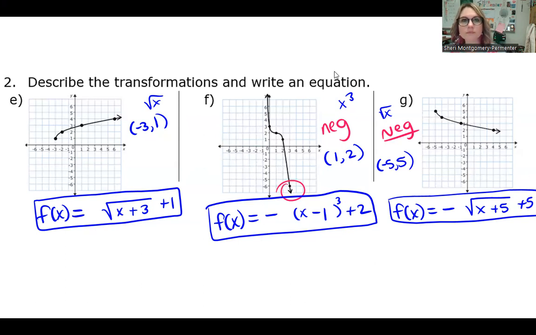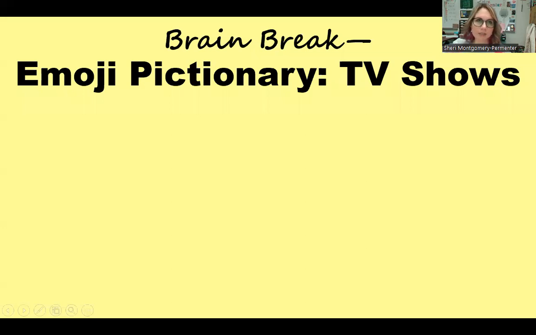Let's take a little brain break. So this is student supplied emoji Pictionary. Again, you do not have to do emoji Pictionary. It can really be anything for a brain break. So this is the category of TV shows. Some of these I'm not familiar with, some of them I am. So let's see how you do. This is somebody your age making these, so I assume these are something somebody your age may watch. I don't know.